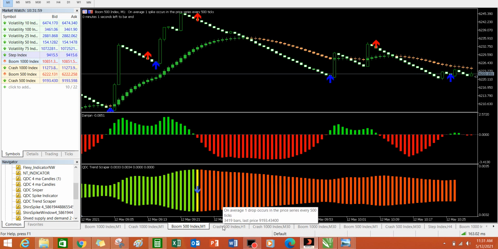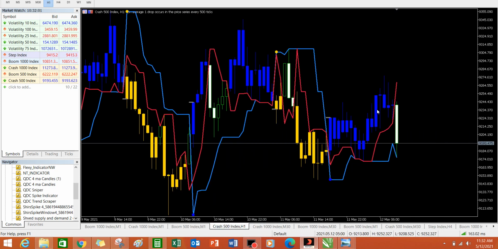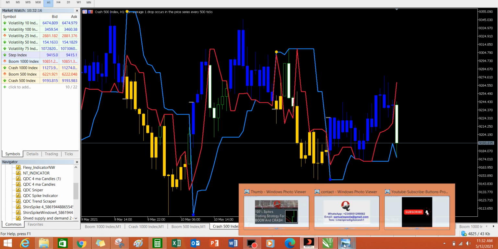Let's check out what is happening with crash 500. For crash 500, as you can see, it was on an uptrend before, but right now it's going back on downtrend. Although it's trying to decide the direction, it may likely go back on downtrend if it breaks the next support level. I will be stopping here with my analysis.